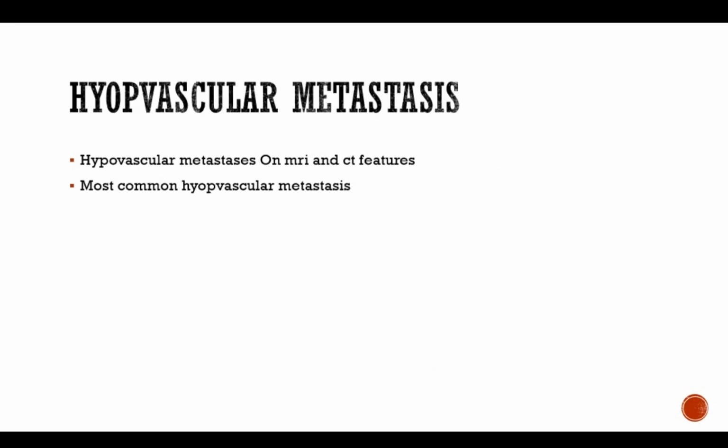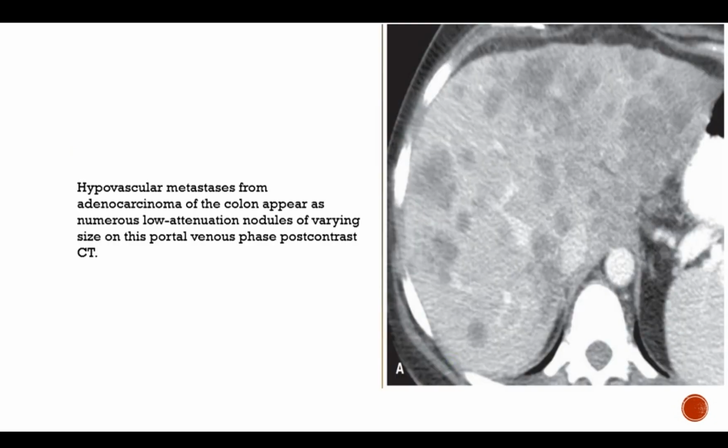Next slide, please. Based on dynamic contrast enhanced CT, we can classify metastasis as hypervascular or hypovascular. Hypovascular metastases, as the name implies, are lesions that don't receive their blood supply from the hepatic vessels, so they will appear as low density on contrast enhanced CT. This image is taken during the portal venous phase. As we can see, the liver parenchyma is enhanced, while we see multiple areas of low density. So these are the metastases, and almost all of them are ill-defined.